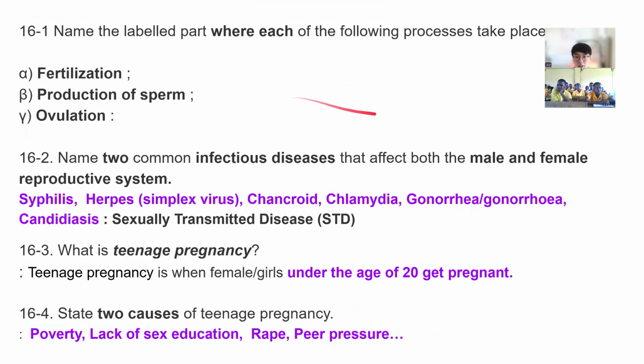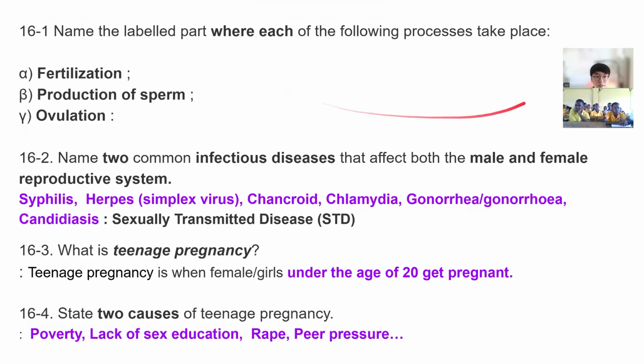So yeah, let's look at this question. Name the labeled part where each of the following processes take place. So A, where does fertilization take place? Does anyone know?